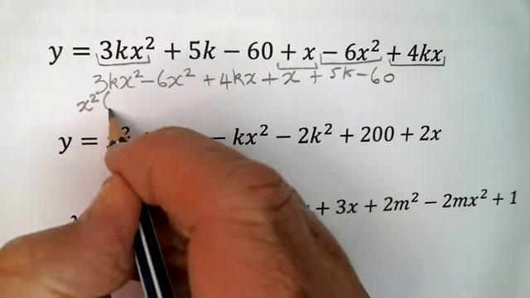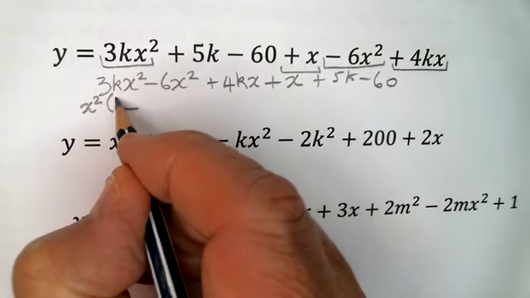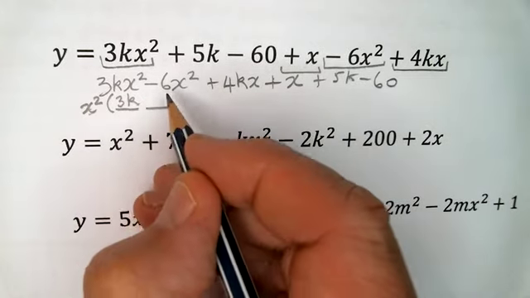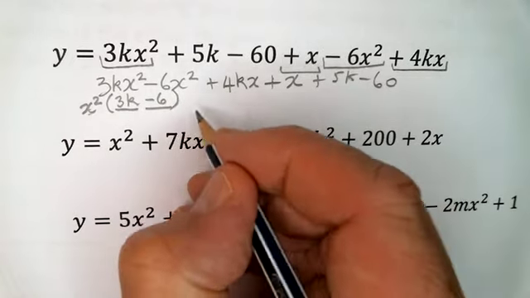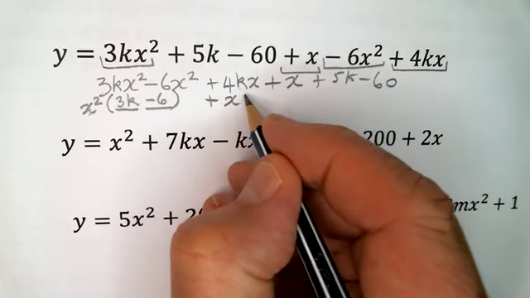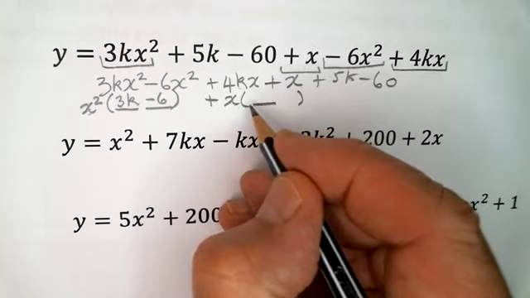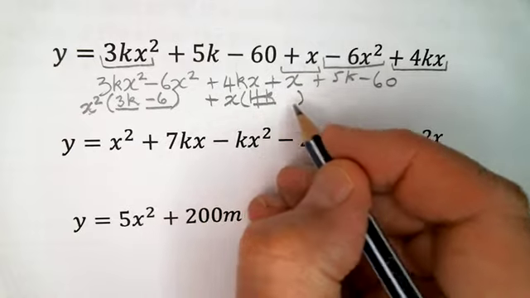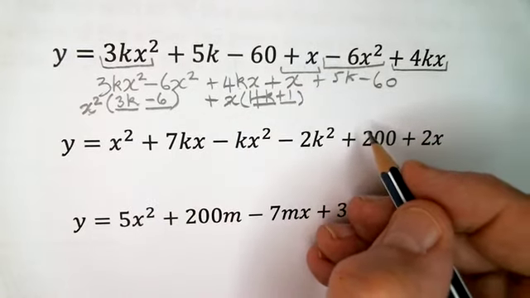So I've got my x squared. Question is, what times x squared makes 3kx squared? And the answer is going to be 3k. And what times x squared makes negative 6x squared? Well, the answer is going to be negative 6. So there it is. Plus, and I'll put a plus over here. Now, what's common here? Well, taking out the x. I don't care if there are any other factors. I only want the x. What times x makes 4kx? And it's going to be a 4k. And what times x makes x? It's going to be a plus 1.